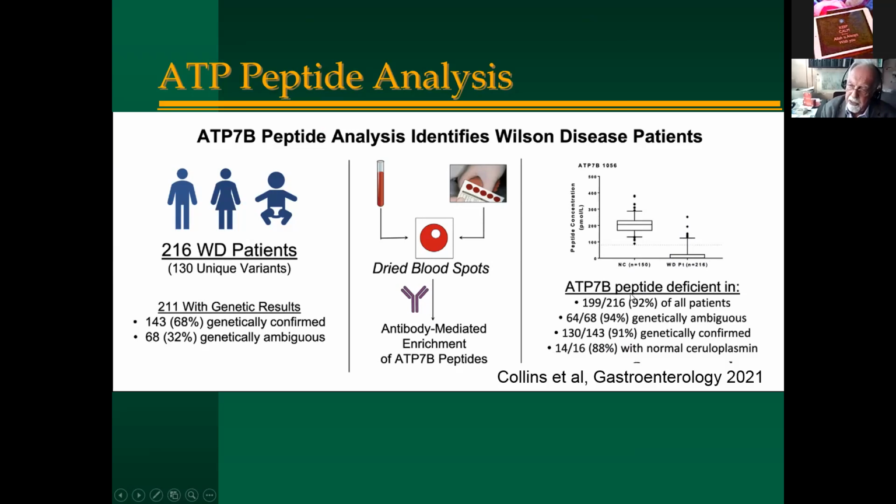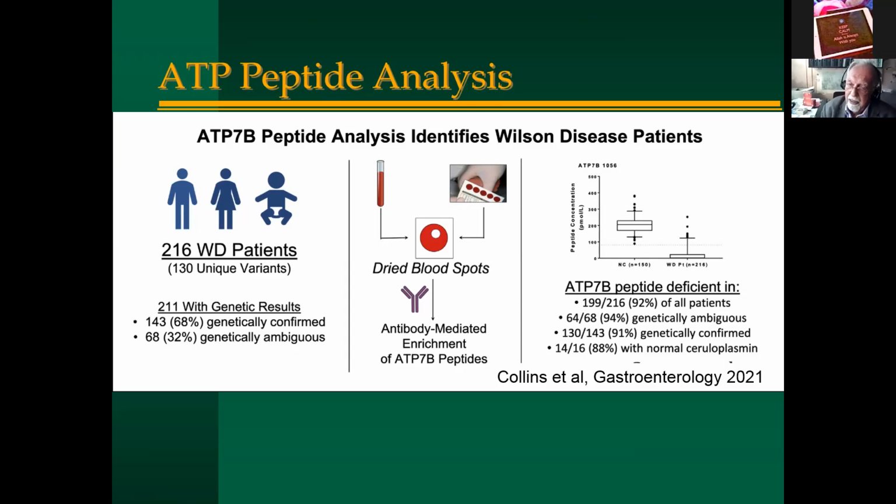Now, the problem of this study was these are selected patients with known Wilson's disease. So this was not a screening study. And among all patients, 92% were diagnosed by low ATP7B. So that's a very good yield. If you looked in difficult cohorts, for example, those who had only 1 mutation, it was still 94%. And in patients with well-confirmed, genetically confirmed disease, it was 91%. The problem is that some mutations do have normal ATP7B values.